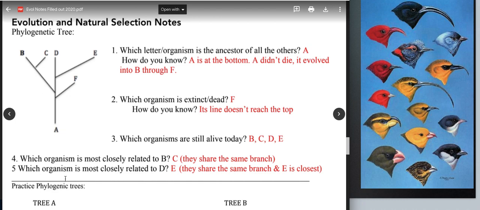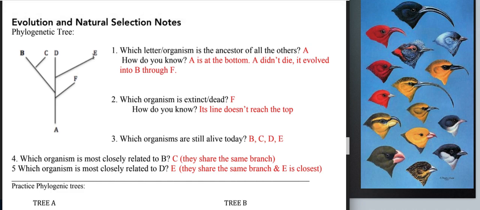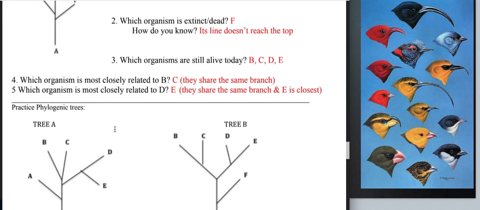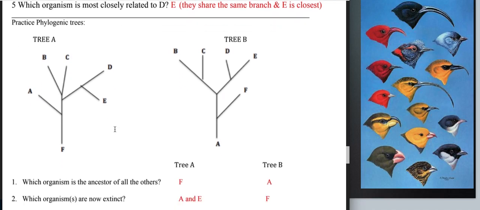All right. Which organism is most closely related to D? Well, I do the same thing. I take my cursor and I go backwards until I reach a branch right here. So E is D's closest relative. Okay. Now, normally you would do this here as a formative assessment, and then we would come back together, but of course that can't happen.